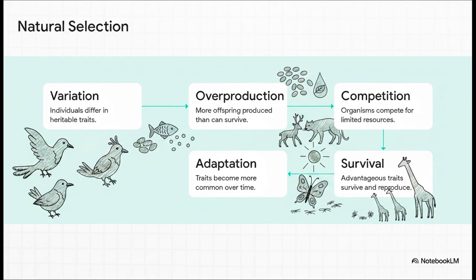First up, variation. Individuals in any population have slightly different heritable traits. Second, overproduction. Species produce way more offspring than can possibly survive. Third, competition. Because resources are limited, those offspring have to compete. Fourth is differential survival. Basically, individuals with advantageous traits are just more likely to survive and reproduce. And finally, adaptation. Over generations, those advantageous traits become the norm for the whole population. It's really a brilliant, undeniable logical engine.